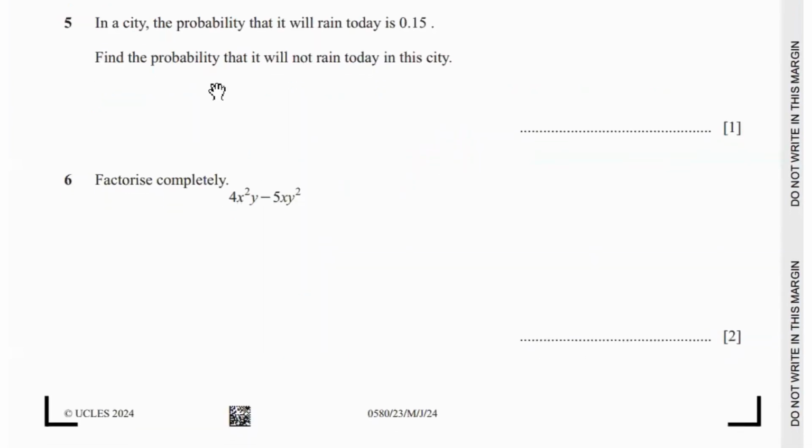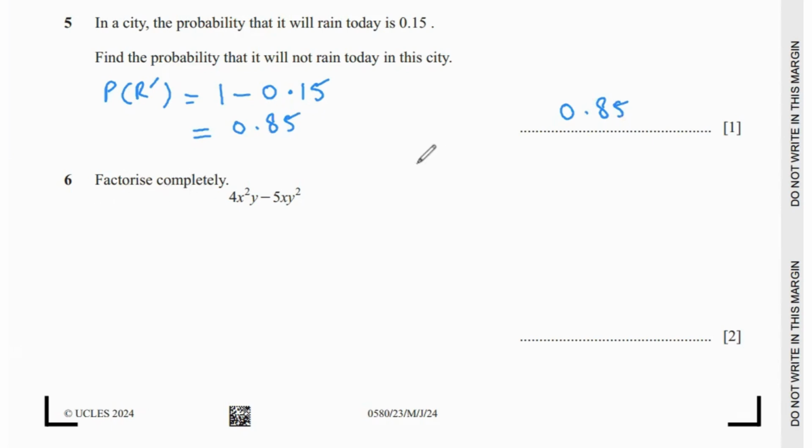Question 5 says, in a city, the probability that it will rain today is 0.15. Find the probability that it will not rain today in the city. So if the probability of raining is 0.15, to find the probability of not raining, we're going to do 1 minus 0.15, which is equal to 0.85. Always remember when you're trying to find the probability of an event not happening and the probability of that event happening is given, you subtract that probability from 1 and you get the probability of the event not happening.